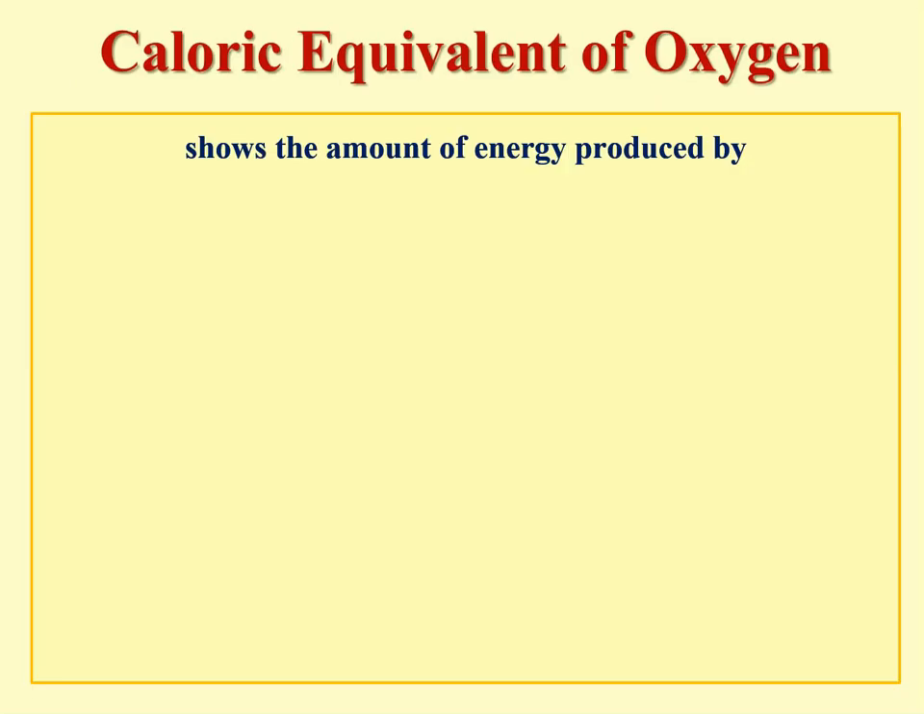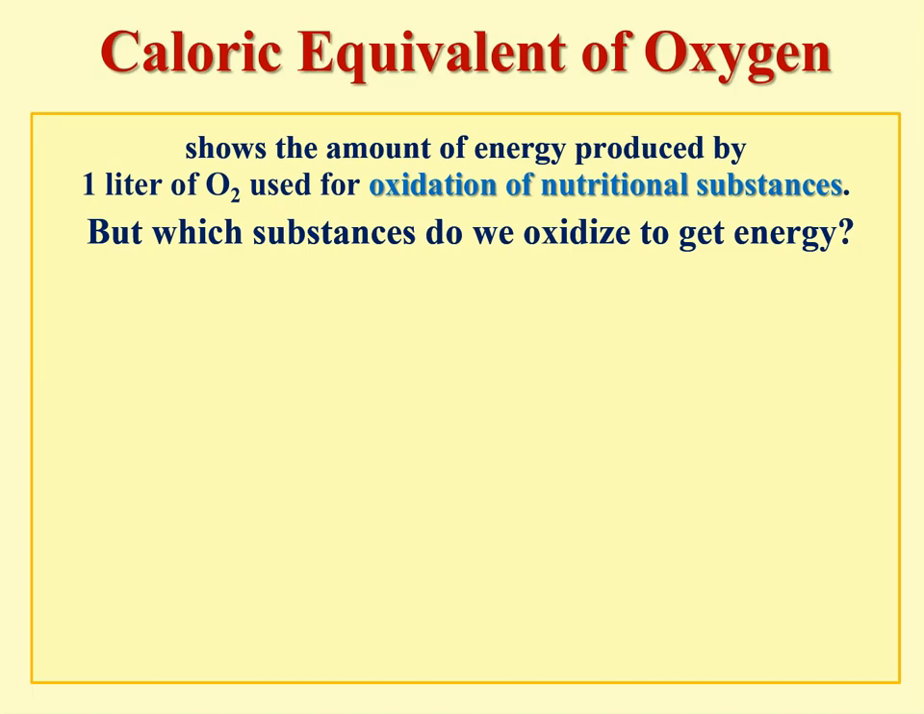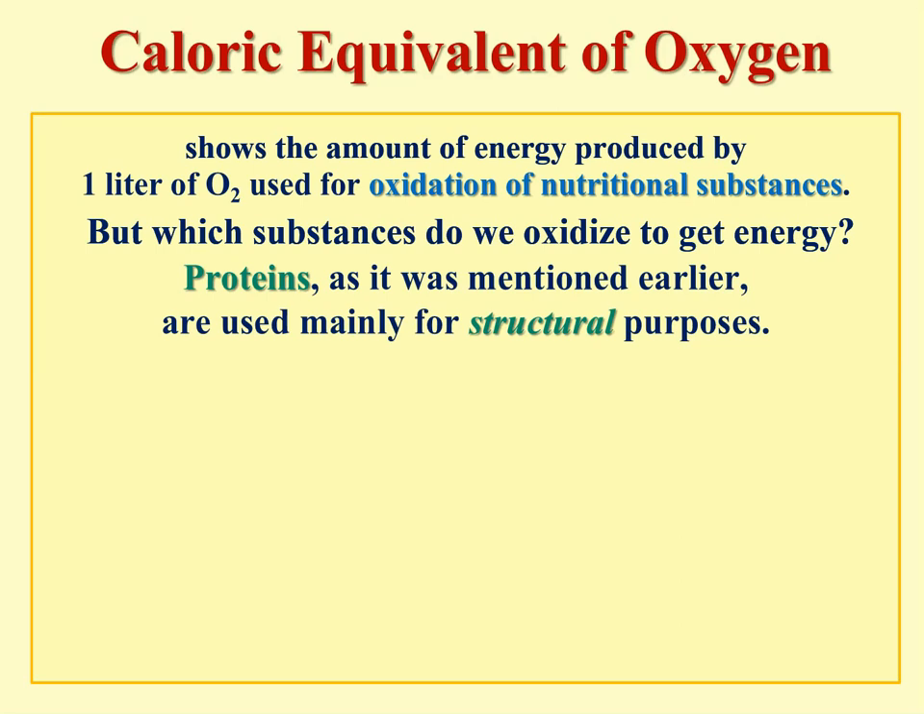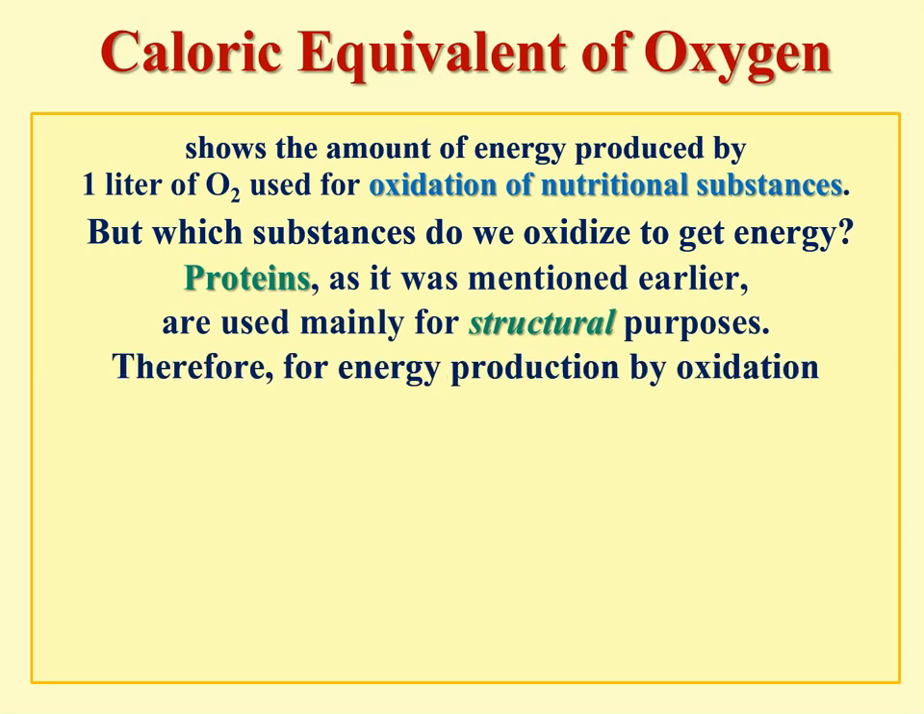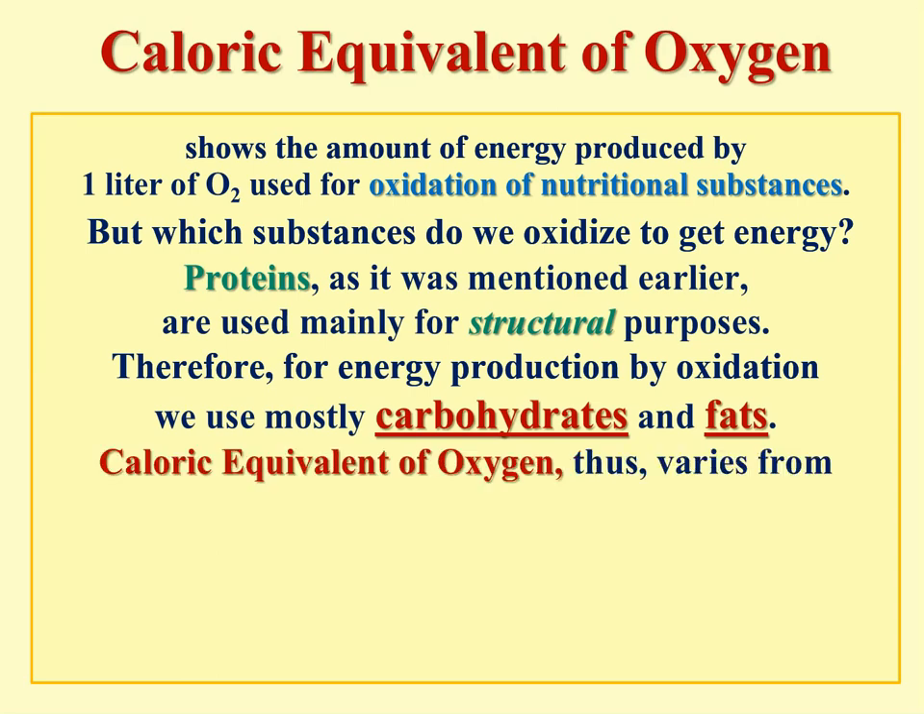Caloric equivalent of oxygen, again, shows the amount of energy produced by 1 liter of oxygen when this oxygen is used for oxidation of nutritional substances. But again, which substances do we oxidize? We oxidize not proteins. Proteins are used mainly for structural purposes. A negligible amount can be oxidated, but mostly we use carbohydrates and fats. And caloric equivalent of oxygen thus varies from minimal for fats, 4.69, up to maximal for carbohydrates, 5.05.